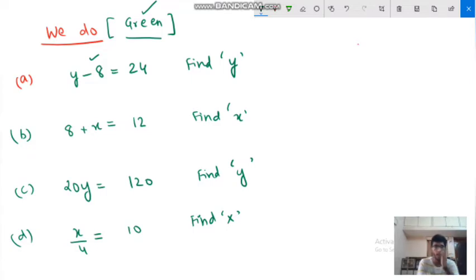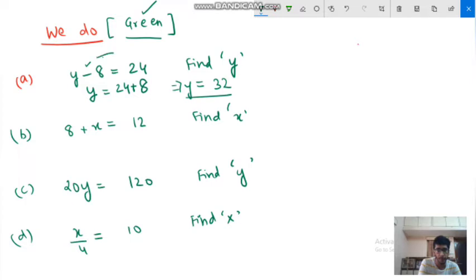Okay, so what you actually do is you try to have variables on one side and numbers on another side to find the answer. Okay, so in this case, let's put y on one side, that is on the left side. Now in the last slide you learned that if we have a minus sign here and if I send it here to the right side, it will become plus 8. Here it was minus 8, right? So what is the value of y? Y is equal to 24 plus 8, that is 32.